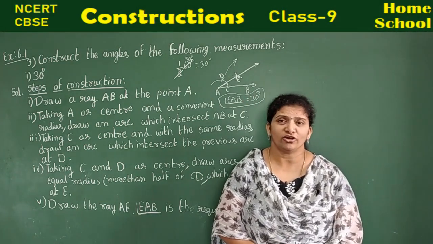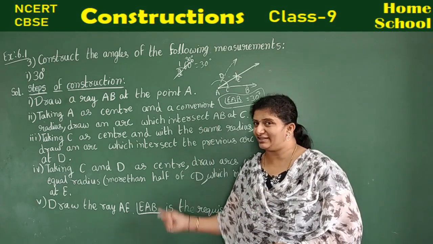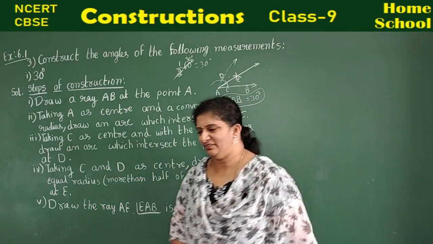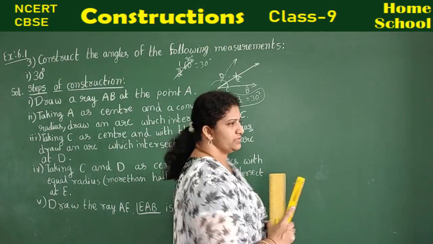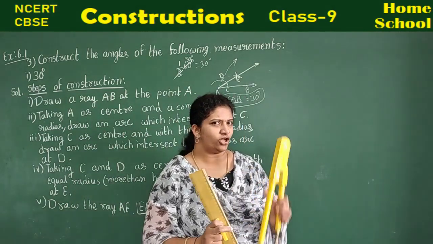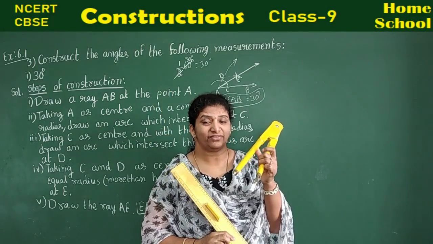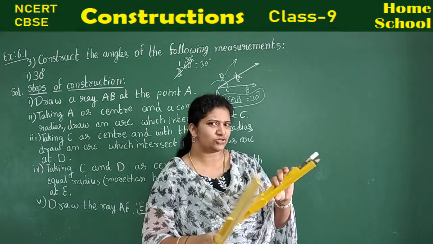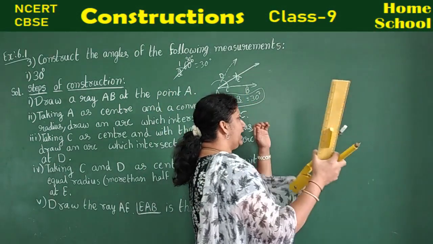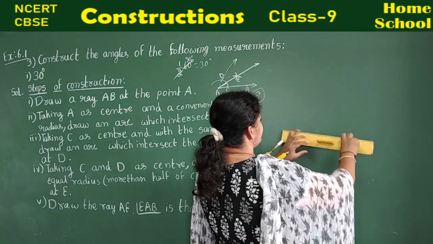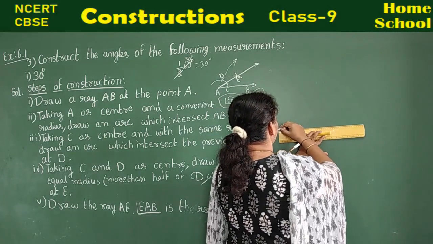Now shall we draw the original construction here? After that construction, you remember to write these steps. Ready? To do any construction, what all do we need? We need a ruler and then we need a compass. If these two are there, we can do our construction. Let's take a scale and draw a ray.